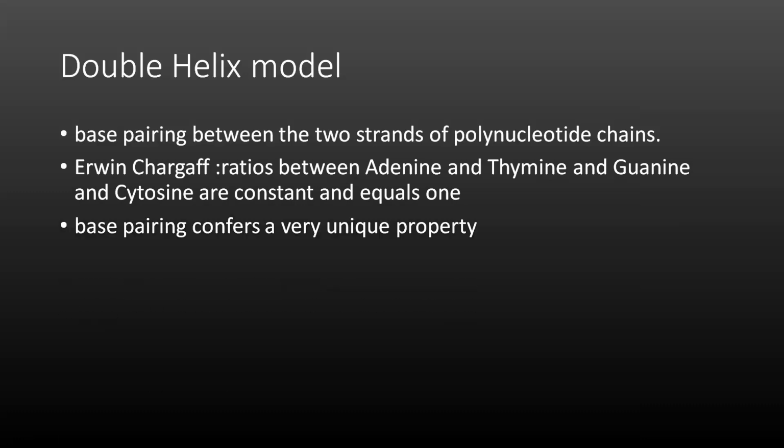Base pairing confers a very unique property. Now let's see what this unique property is. The two strands which bind are complementary to each other. Now why are they complementary? Because A will bind with whom? A always joins T and G always joins to C.